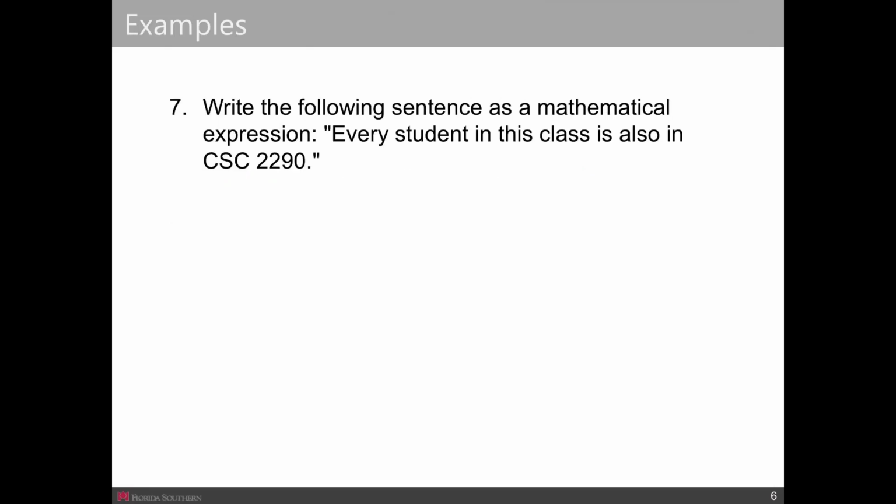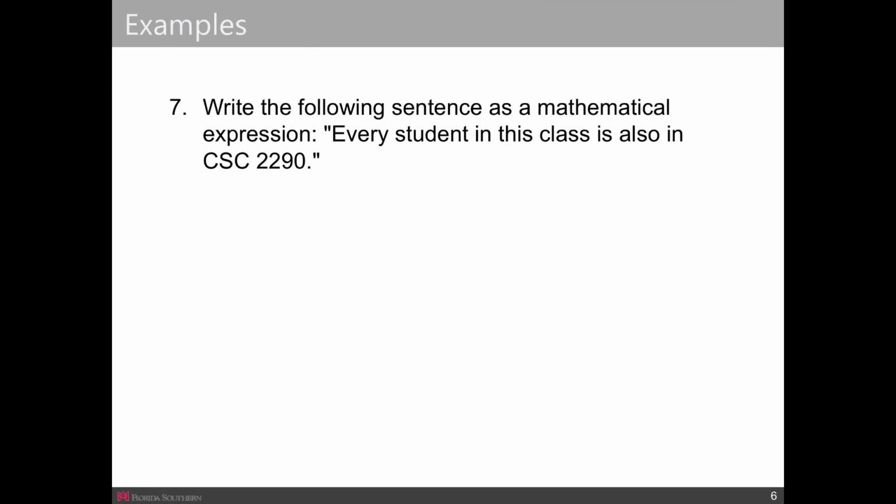Okay, let's do two more. Write the following sentence as a mathematical expression. So this time we're going to go the other way around. The sentence is, every student in this class is also in 2290. Now, we could just define that as some proposition P, right? And assign a truth value just based on whether or not that's true or false. However, quantifiers allow us to be more explicit.